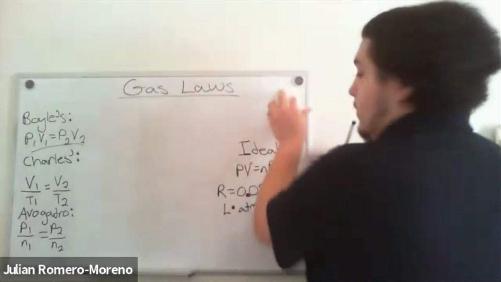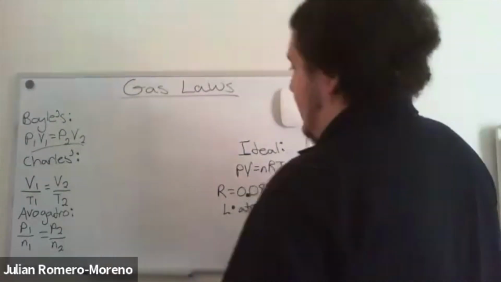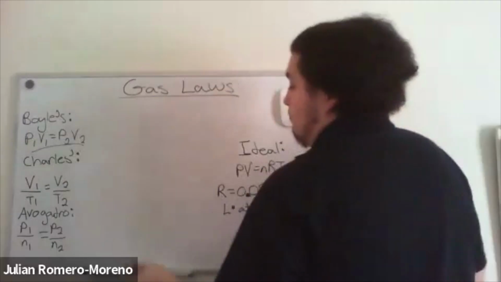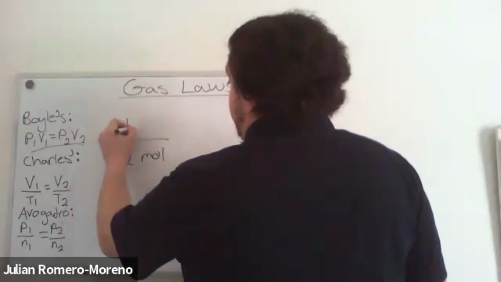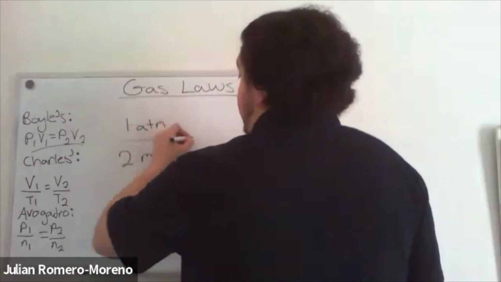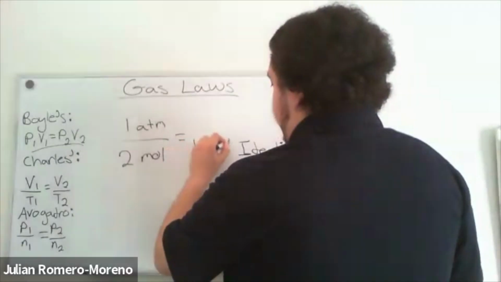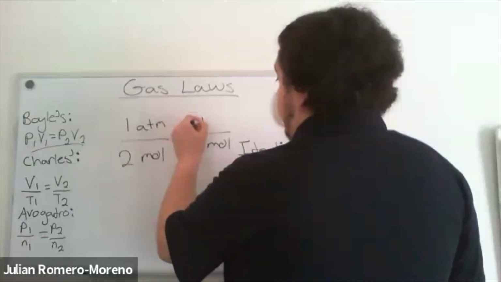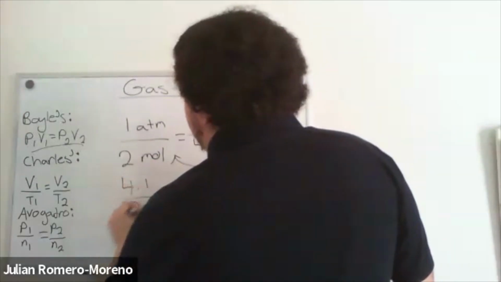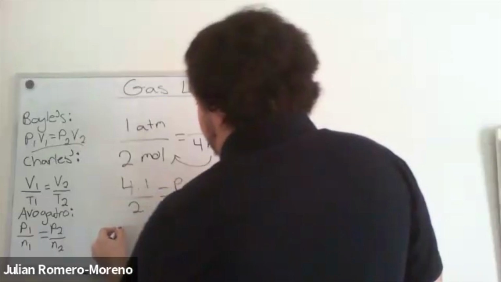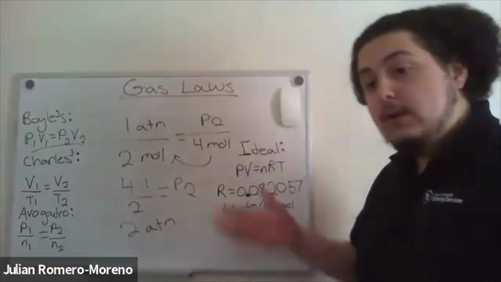And now we're going to use Avogadro's law, which says that pressure is proportional to the number of moles of gas. So let's say we know we have 2 moles of a gas, and they're held at a pressure of 1 atmosphere. But then we pump in more of the gas, so we end up with 4 moles of the gas. How much pressure would we have? So 4 times 1 over 2, which is simply 2. 2 atmospheres of pressure. Voila.